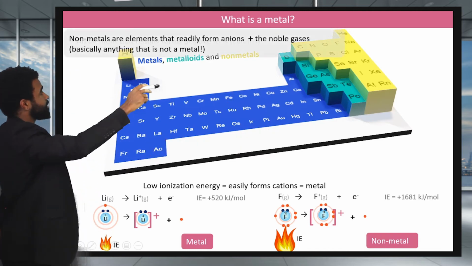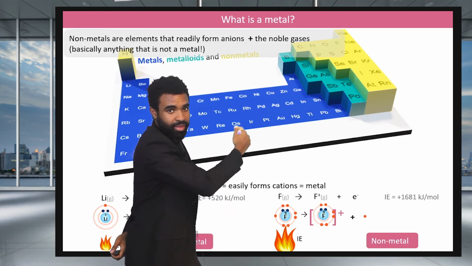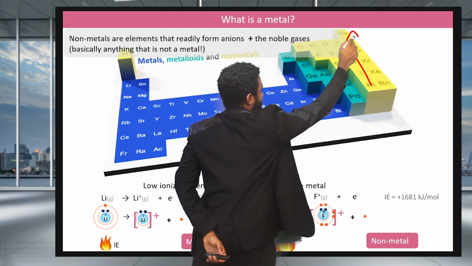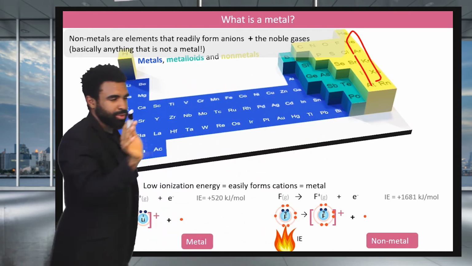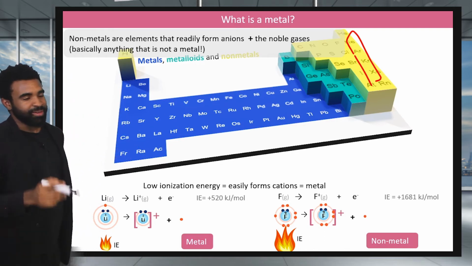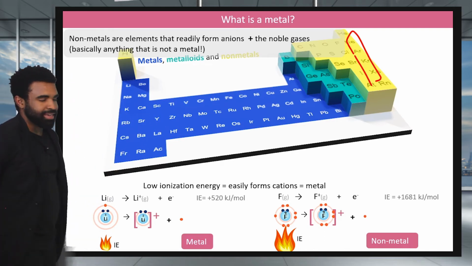What are the nonmetals? Nonmetals will be things that don't lose electrons easily, rather they gain electrons easily, these guys, or also the noble gases, which don't do anything with electrons. So basically anything that's not a metal is a non-metal. They're really defined by virtue of the fact that they are not the metals.